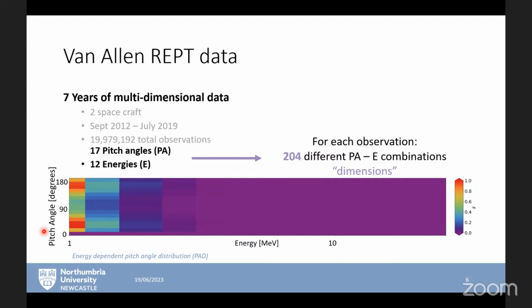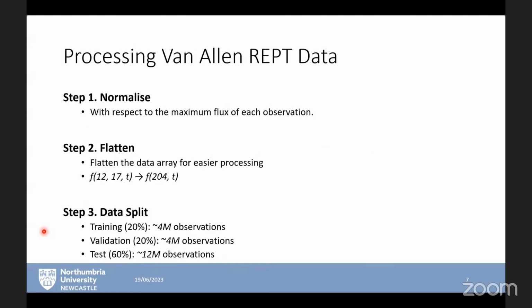So we first needed to process our data in a format that our machine learning can use. We first normalized our data. So we took the maximum flux measurement of each observation so that all of our measurements fall between 0 and 1. As we have 204 dimensions with respect to 12 different energies and 17 different pitch angles, that meant our data array had a shape of 12 by 17 by 20 million. And so we flattened the array so it was a little easier for processing. So we now only have a shape of 204 by 20 million.